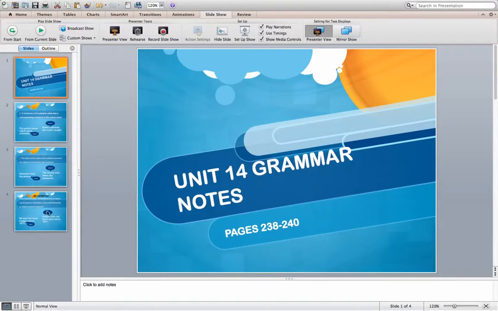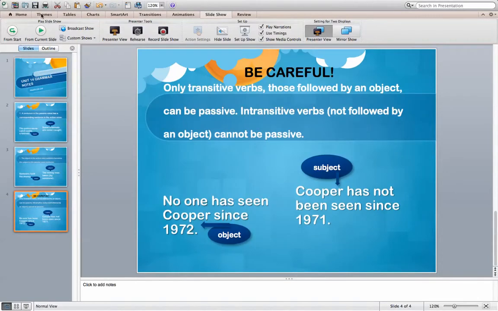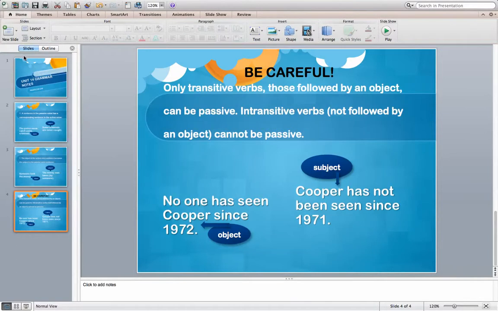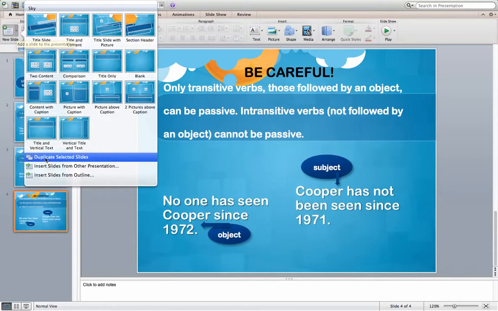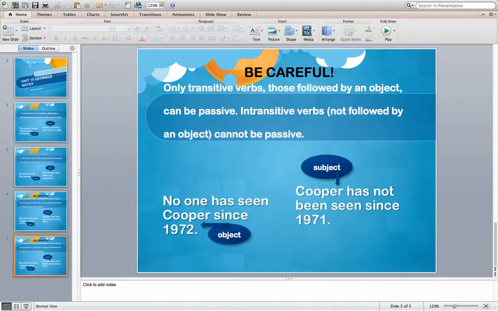I'm going to think about another example with an intransitive verb so you can see why it cannot be passive. Die is an intransitive verb. It never has an object.